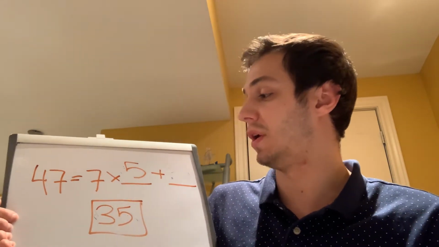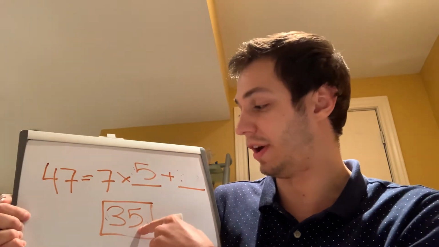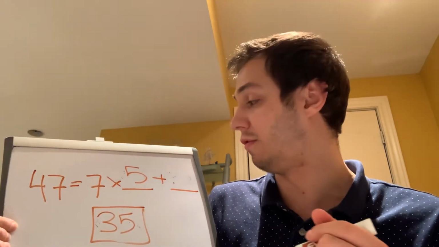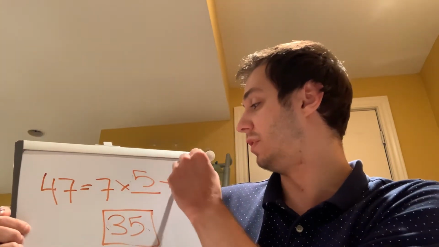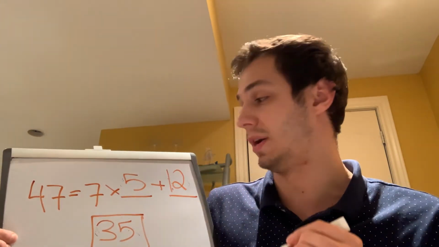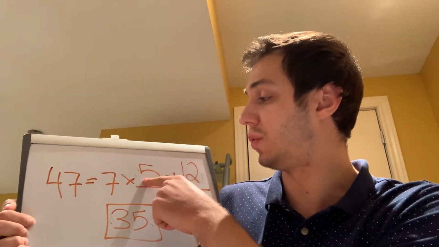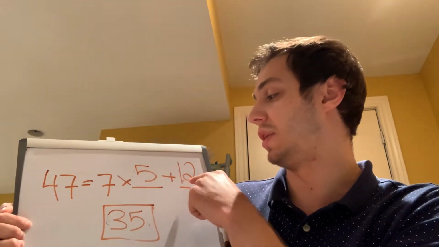Now I have to figure out what I have to add to 35 to get to 47. Right, I need to add 12. So I'm going to put 12 in the box, just like that. So once again, guys, remember, whatever number you multiply by will change the number that you will add.